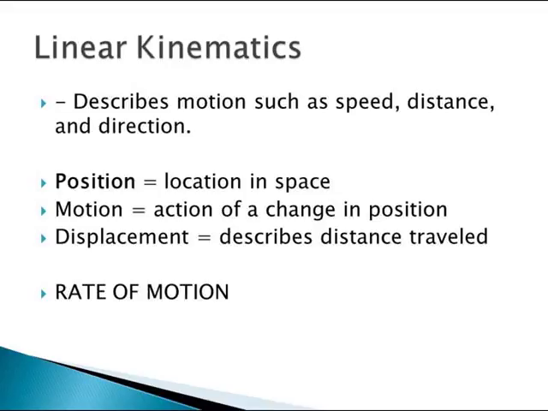Linear kinematics describe motion as speed, distance, and direction, and it's relative to the position of the body, where certain limbs are located in certain places in space, whereas motion is the action and the change of that position, and displacement describes the distance traveled. So we're really looking at the rate of motion and how the athlete can train to create better positioning of the body and better rates of motion in order to cover distance.